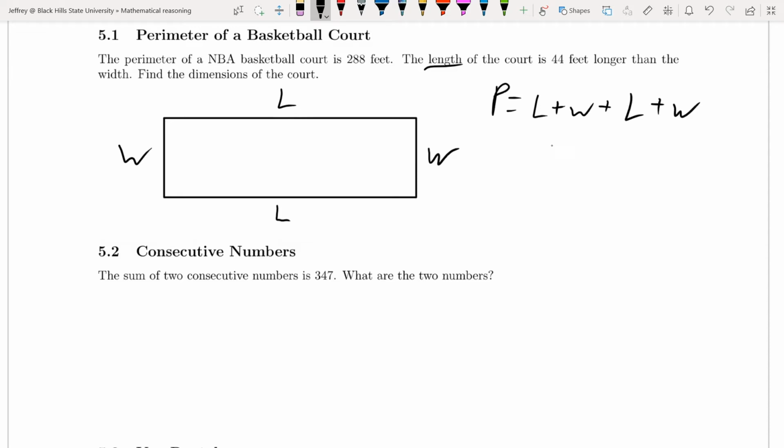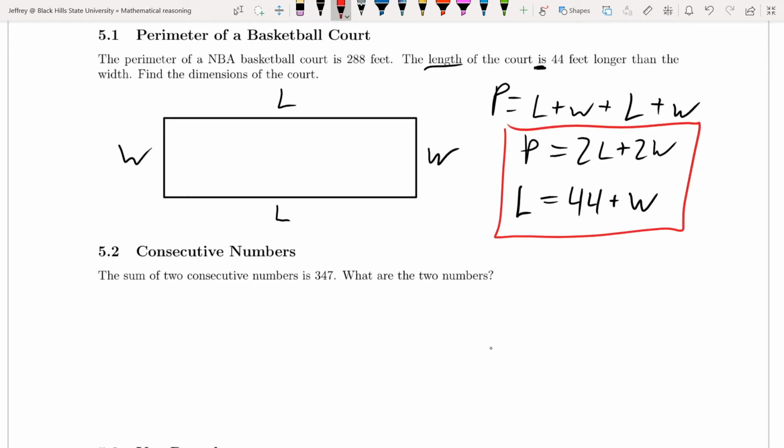And of course, we can simplify this down to 2 lengths plus 2 widths. Well, as of now, we don't really have a whole lot more to work with except for the second sentence here, which says the length is 44 feet longer than the width. Now, remember from a while back when we did percentages, we said that if the word "is" is used, that means that it's going to be equals. So it's saying the length equals 44 feet longer or more than the width. So that means that we're going to add 44 to the width.